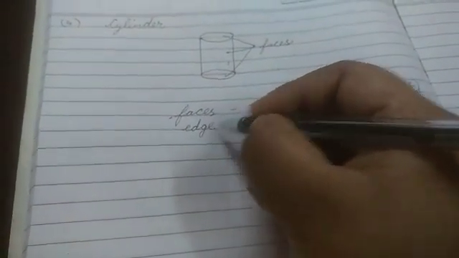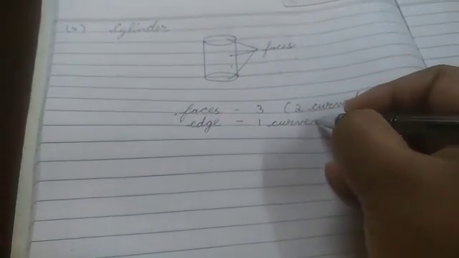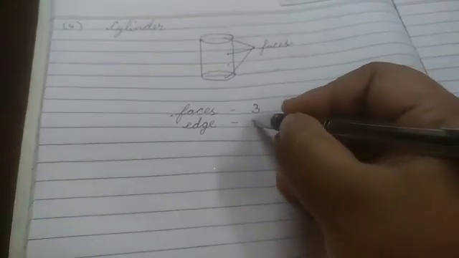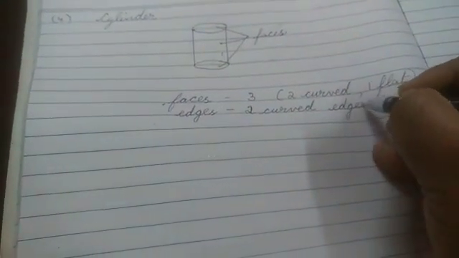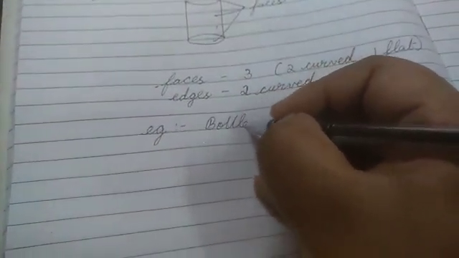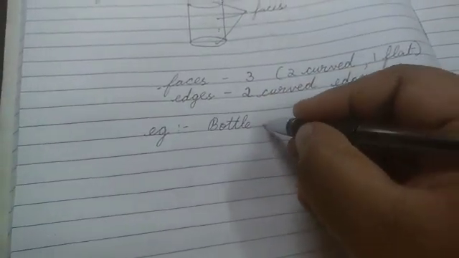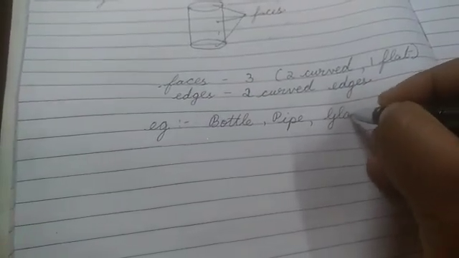And how many edges are there? We will write edges, two curved edges. Top one and bottom one. So two curved edges. And for example, we will have your bottle, then comes your pipe, and then you can write glass. So these are the examples of your cylinder.